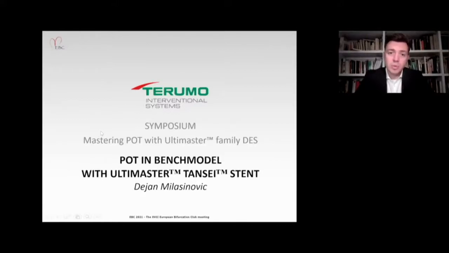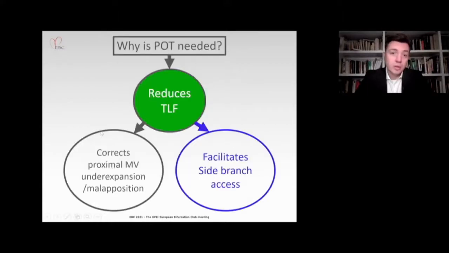So my job today will be to illuminate the fact, as we have previously seen, that POT can improve clinical outcomes. Now, the straightforward answer to that would be that POT corrects underexpansion in the proximal segment of the bifurcation. And what I would try to deal with on the bench model is how POT facilitates side branch access, so how it can help procedurally if side branch intervention is needed.